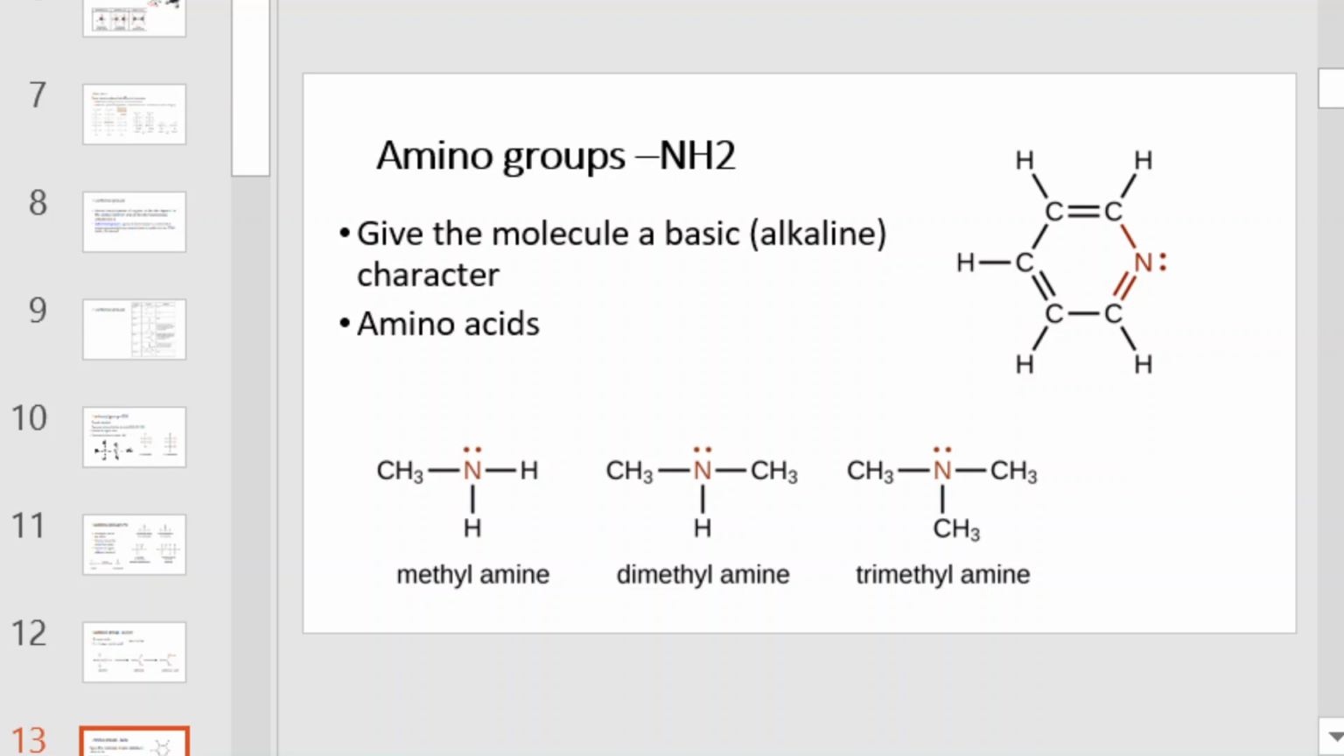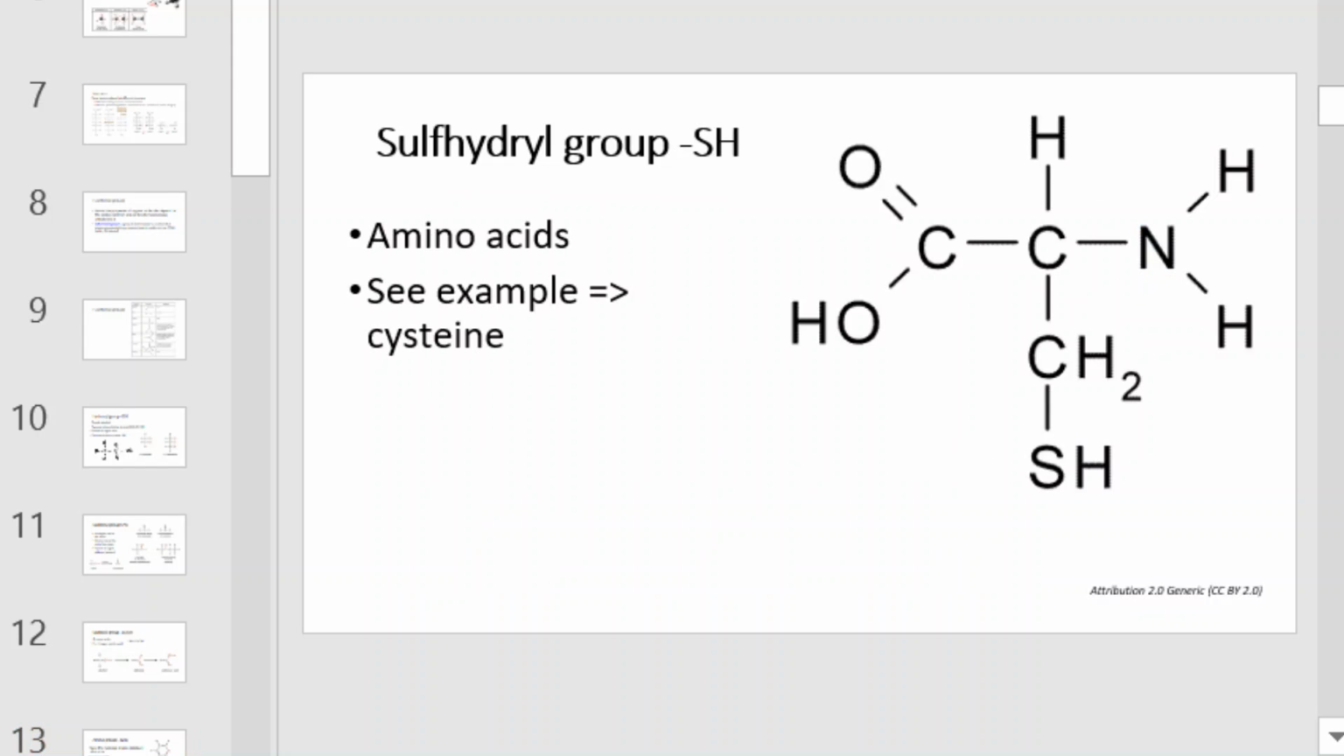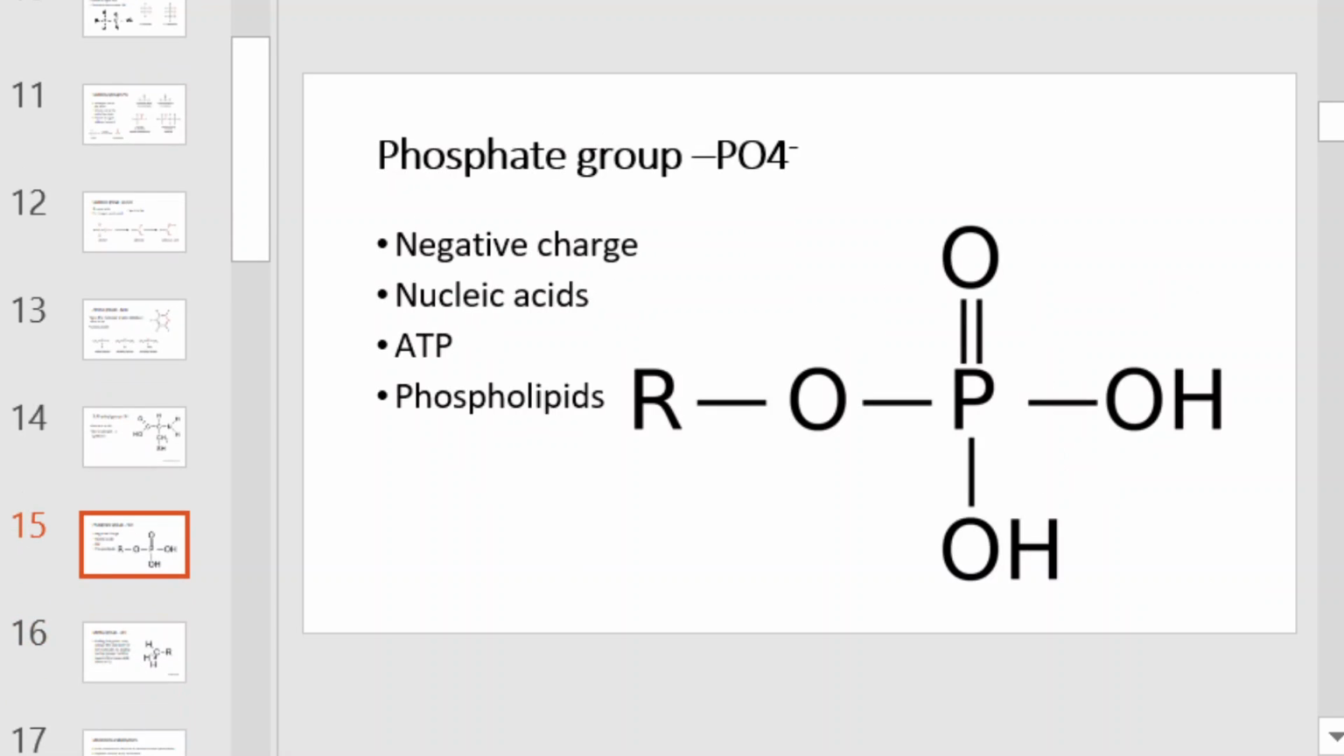Amino groups. The NH2 is the amino group, which gives the molecule a basic or alkaline characteristic, and it is the primary building block in an amino acid. The sulfhydryl group, or SH group, is also common in amino acids, as seen here in cysteine. The phosphate group, or PO4 group, tends to carry a negative charge and is commonly found in nucleic acids, such as ATP, and phospholipids.